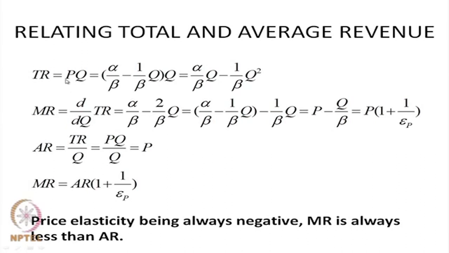Now, total revenue, as we know, is equal to unit price into quantity demanded or quantity sold, P into Q. Now, we assume, or we have already shown, that P is equal to alpha divided by beta minus 1 divided by beta into Q. So, P into Q becomes alpha by beta Q minus 1 by beta Q square. Now, marginal revenue, as I said, is the first derivative of TR with respect to Q. So, taking the first derivative of this expression, we get this as alpha divided by beta minus 2 by beta Q.